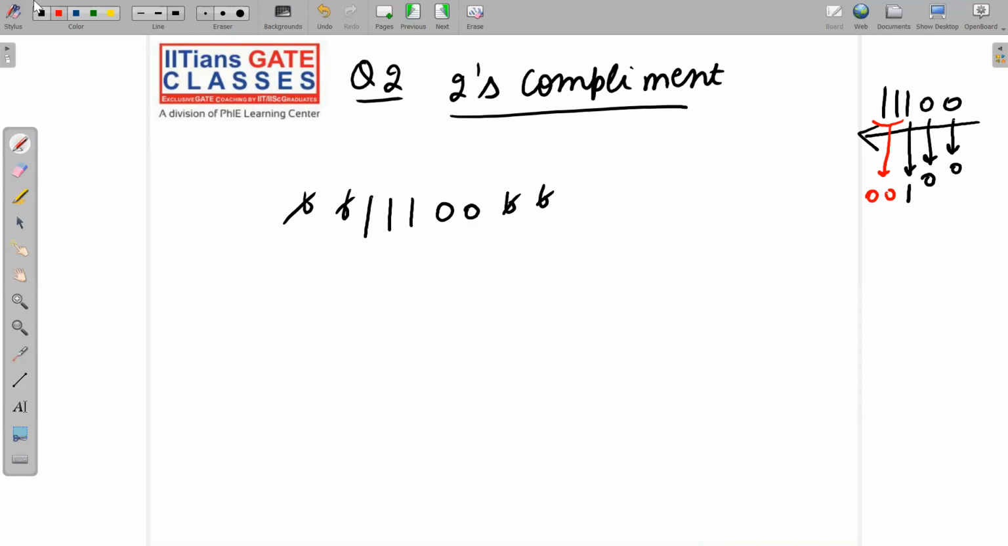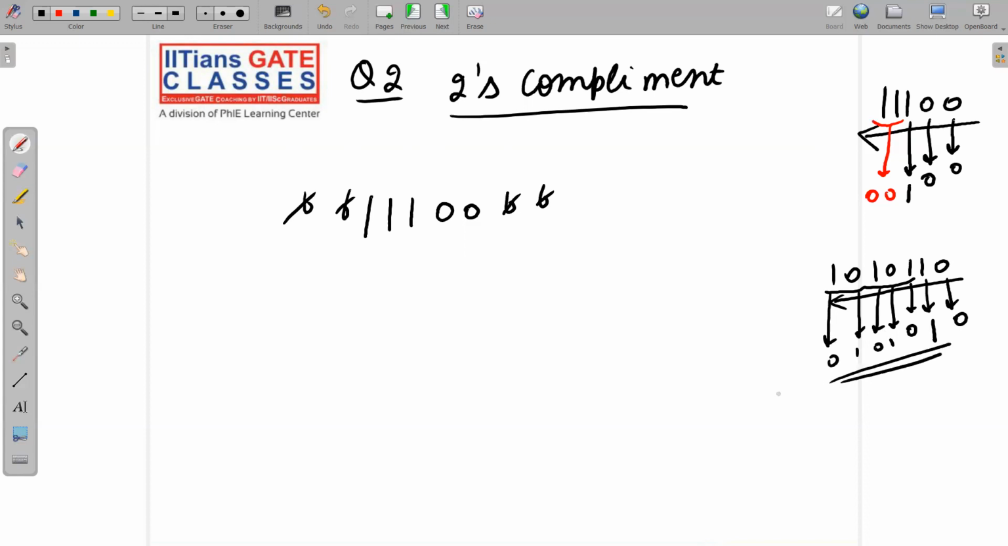Let me give you one more example. 10101110. Scan the string from right to left. Copy paste all the zeros. Copy paste the first one. Now you will do one's complement of the remaining bits. You will get 0, you will get 1, you will get 0, you will get 1, and here you will get 0. So this is the two's complement. This is a shortcut way.